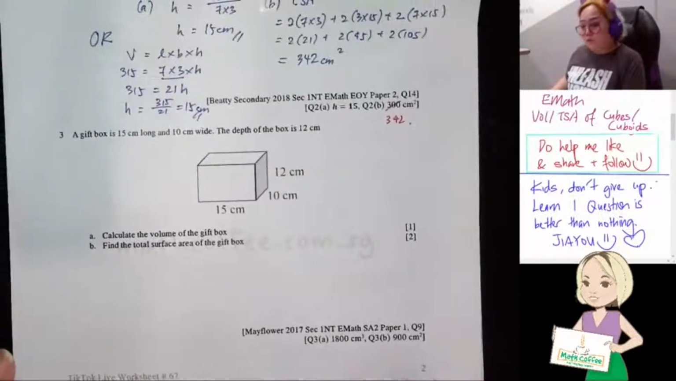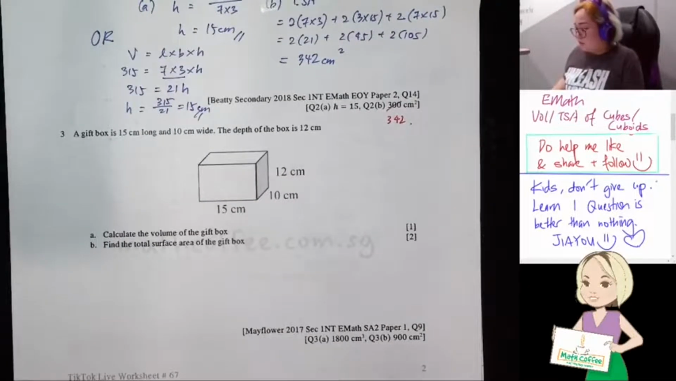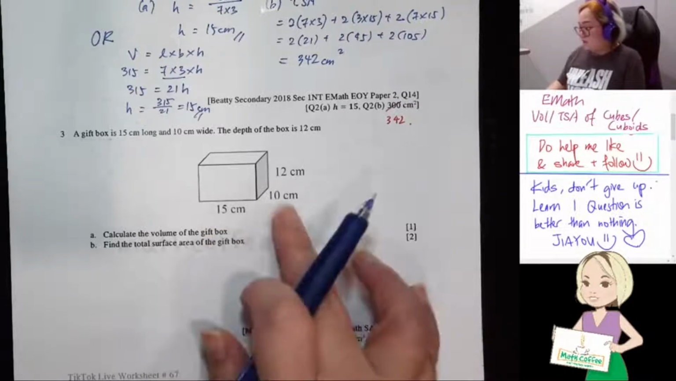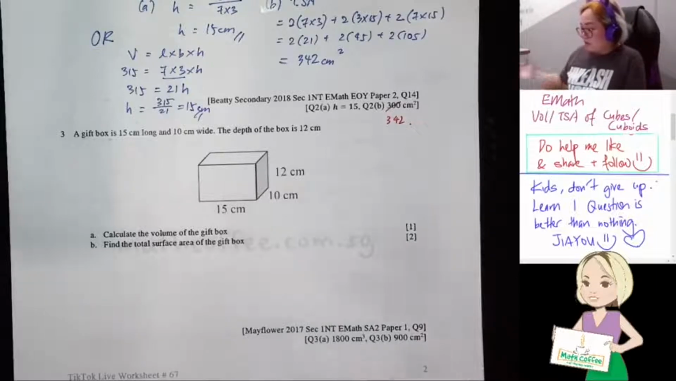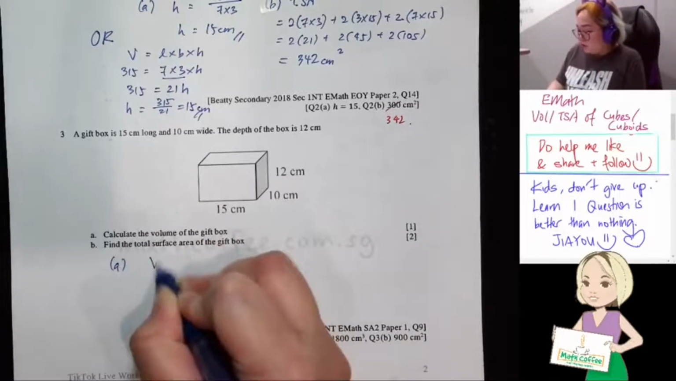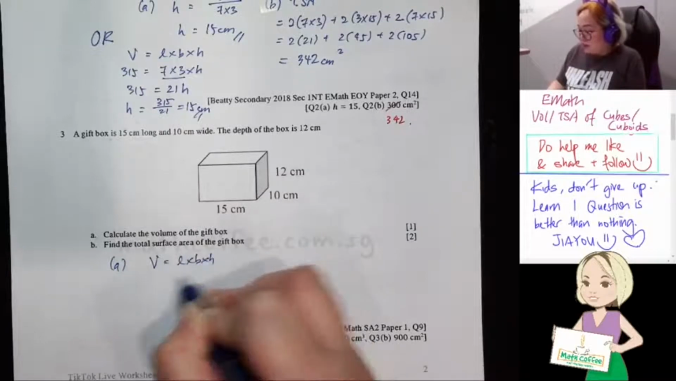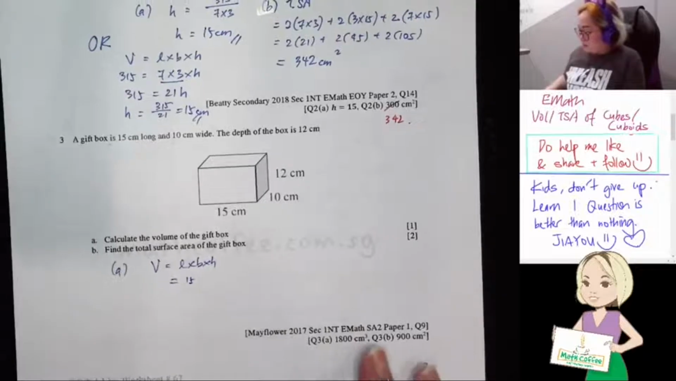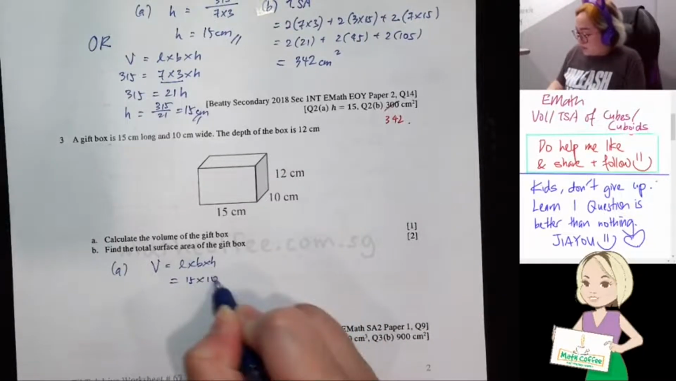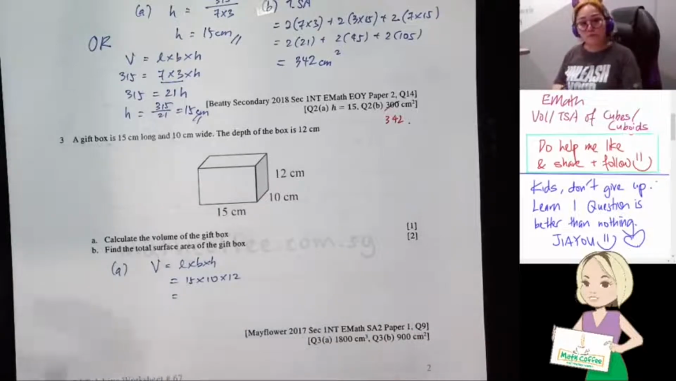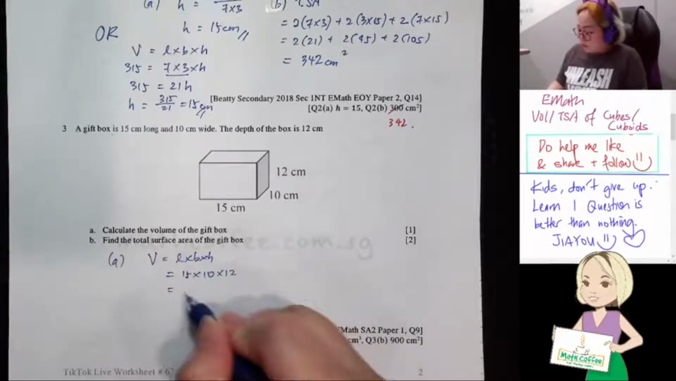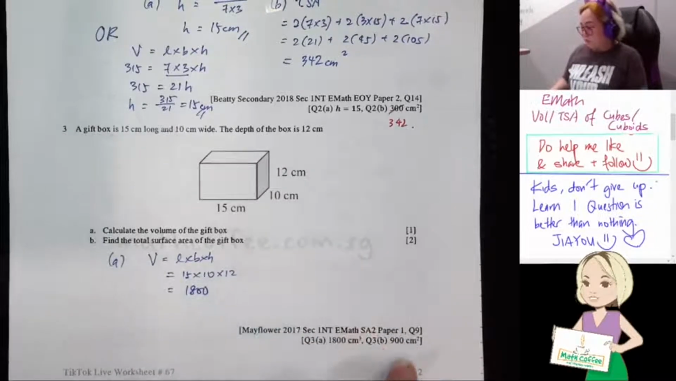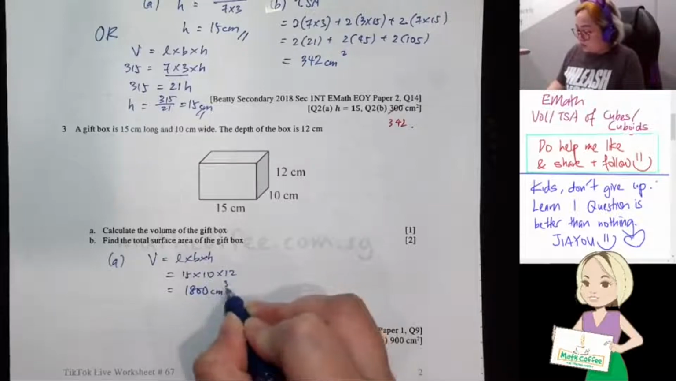So let's take a look over here. A gift box is 15 cm long and 10 cm wide, and the depth is 12. Okay, 15 by 10 by 12. Calculate the volume. Easy. So part A, volume is just length times breadth times height, which gives us 15 times 10 times 12, 1800. And the unit is cm cubed, because this is volume.